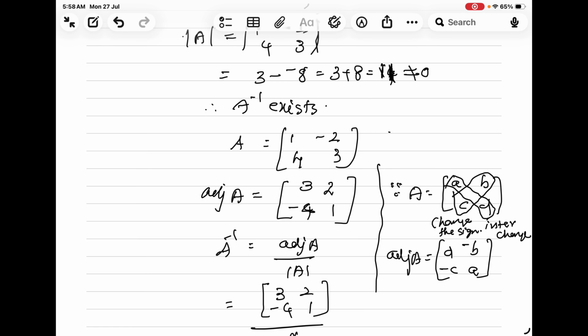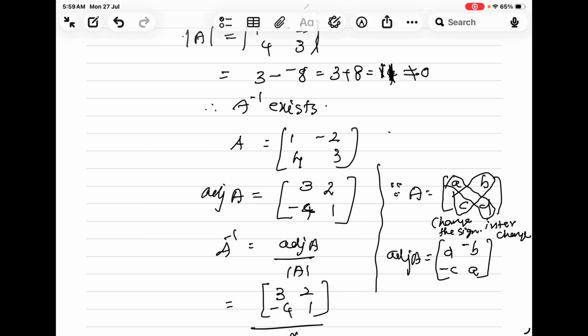Then we want to find out adjoint A. In a 2 by 2 matrix, we can find adjoint A very easily. How? If A equals matrix a, b, c, d, then take the diagonal elements a and d, that is first row first element and second row second element, and interchange them. For b and c, only change the sign. So adjoint A is equal to d, negative b, negative c, a.